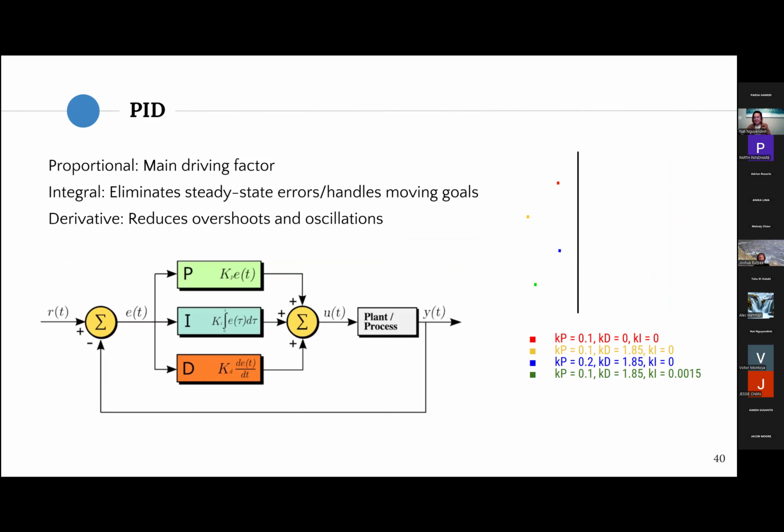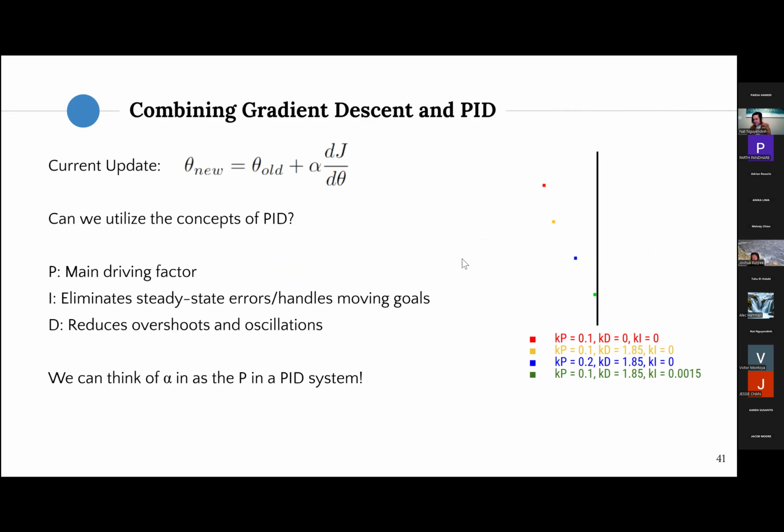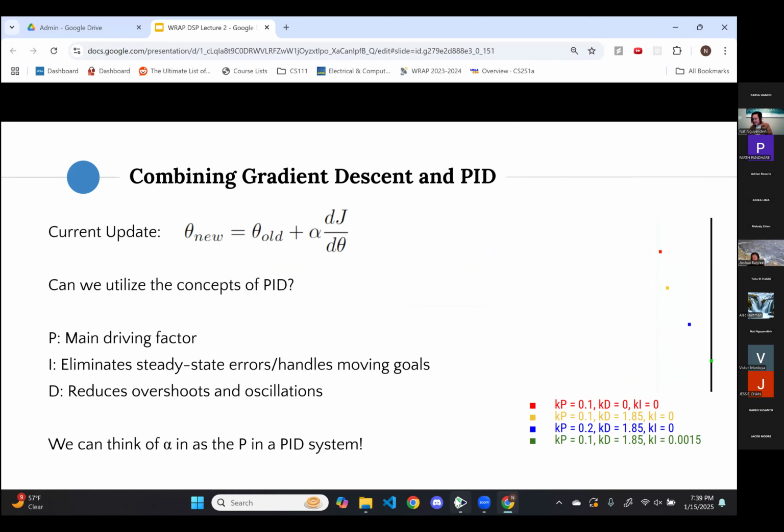So yeah, that is going to be, oh yeah, that's PID. I need this to move to the next slide. Okay, I'm just going to move back here.